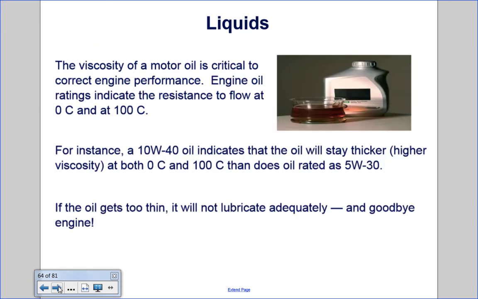The viscosity of motor oil is critical to correct engine performance. Engine oil ratings indicate the resistance to flow at 0 and at 100 degrees. For example, a 10W40 oil indicates that oil will stay thicker at both 0 and 100 degrees than does oil rated as 5W30. If the oil gets too thin, it will not lubricate adequately, and goodbye engine.